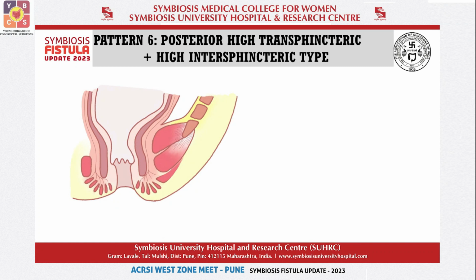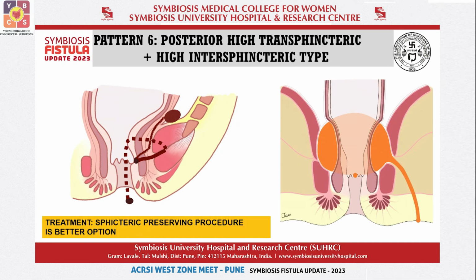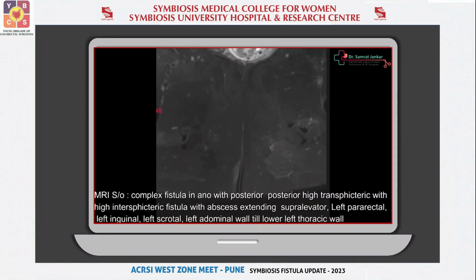So coming to what they tell as a combined type, posterior high transsphincteric, high intersphincteric can come with a combined pattern. There will be one track which is going ischioanal, that is deep postanal to ischioanal, and another track which is going into the high intersphincteric, forming a supralevator abscess. So this is a bit of complicated type. If we have radiologists who will tell this, then it will be very good for us to take a decision what needs to be done.